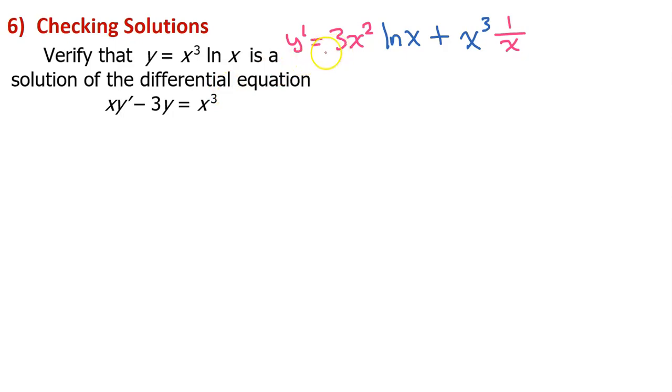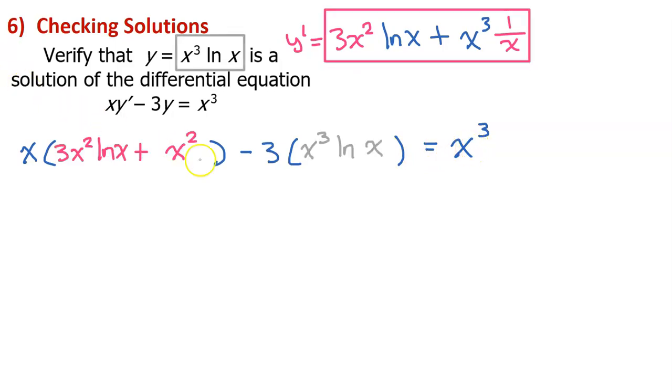Now let's plug in y prime right here, and let's plug in y right here. I'm setting up for it. You see I have x times y prime minus 3 times y equals x to the third power. So I've written x times, and I've left space for y prime, minus 3 times, and here is the space for y, equals x to the third power. So as you can see, I plugged in my expression for y right here, and I plugged in my expression for y prime right here.